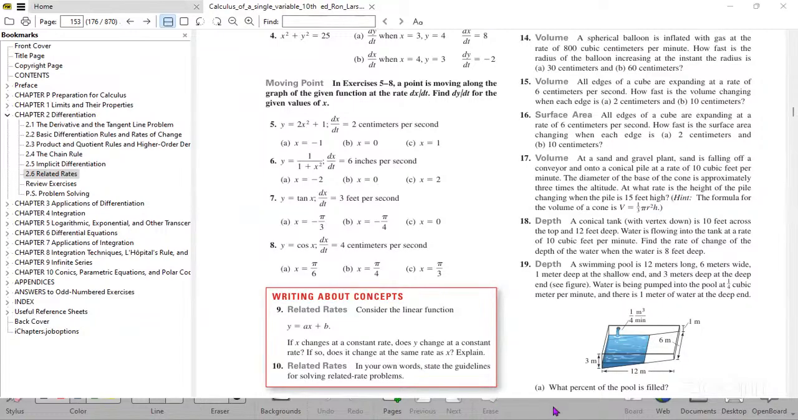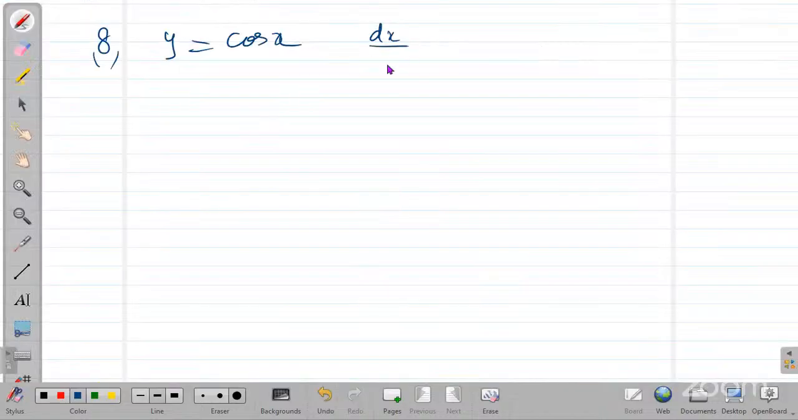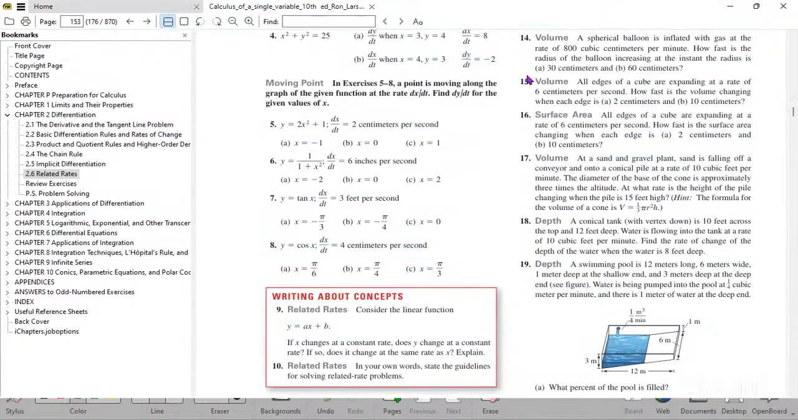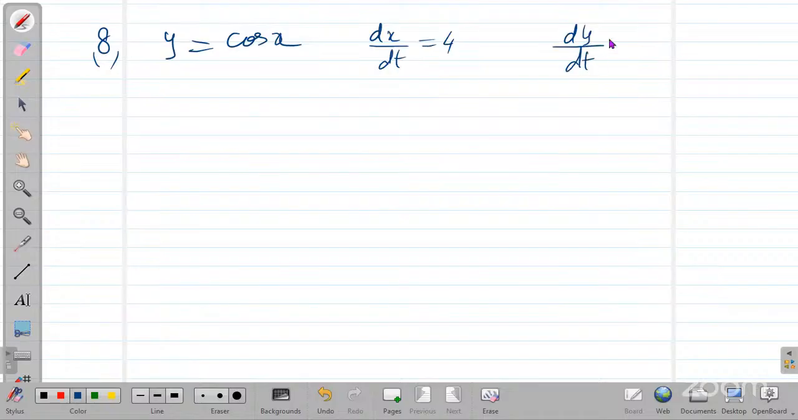I'll explain. So we have y is equal to cos x, and we have dx divided by dt equal to 4. Okay, so this is given here. We need to find dy divided by dt. So this is the value we have to find out. Differentiating, we get dy over dt equals negative sin x times dx over dt.